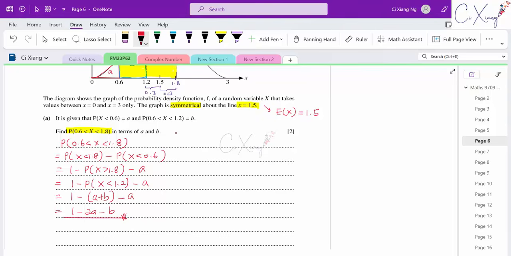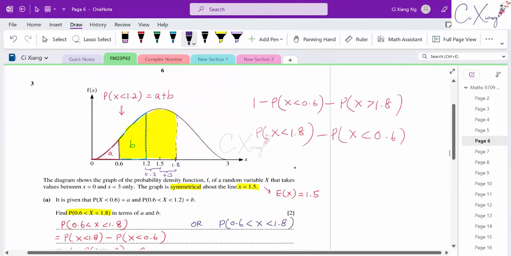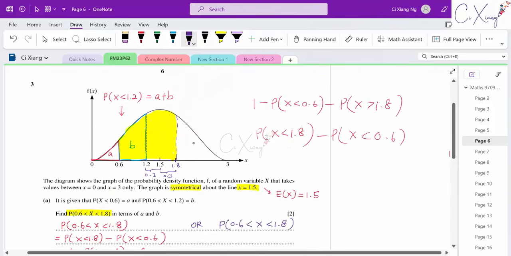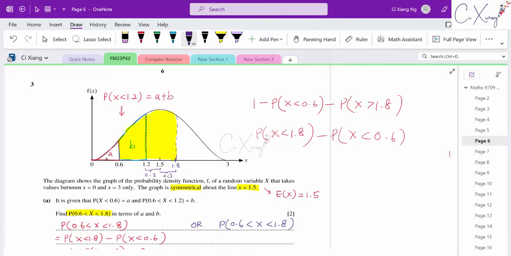Okay, so this is the answer that we get by using the first formula here. Then how about if some students want to consider another method? Like what I show you here, you can take 1, that means the whole area under the graph, minus x smaller than 0.6, which is the white color part here, minus x greater than 1.8, which is this part. Then you can get the yellow highlighted area.